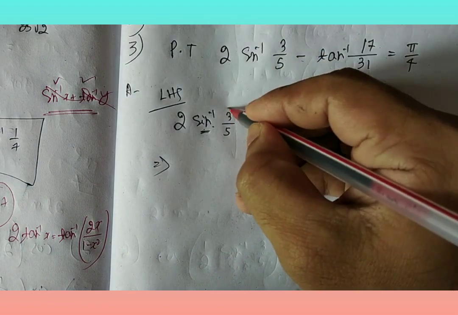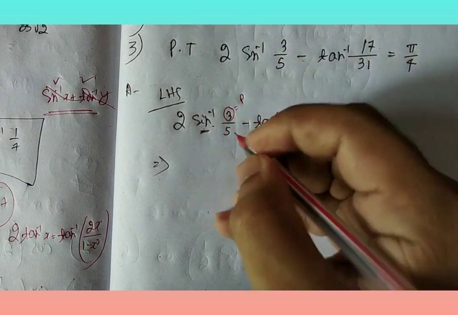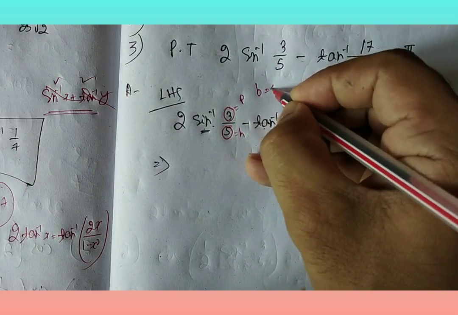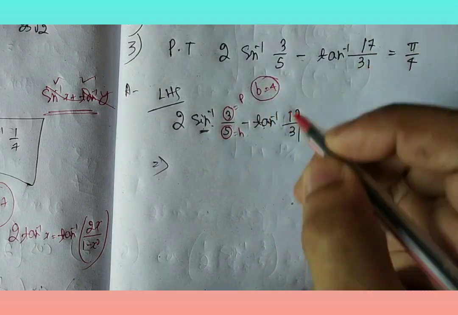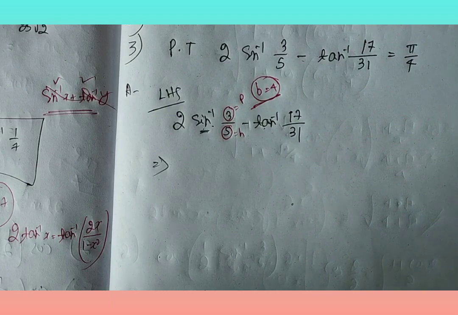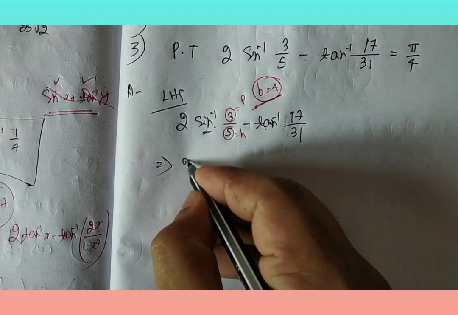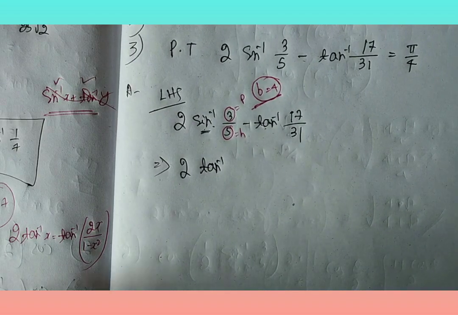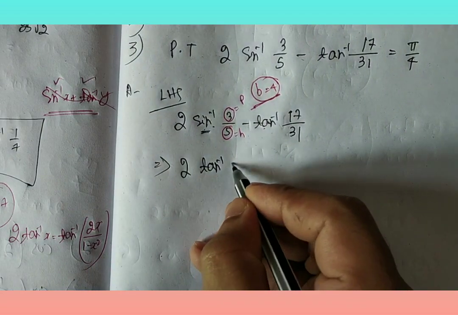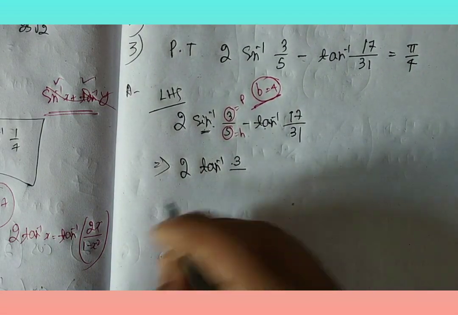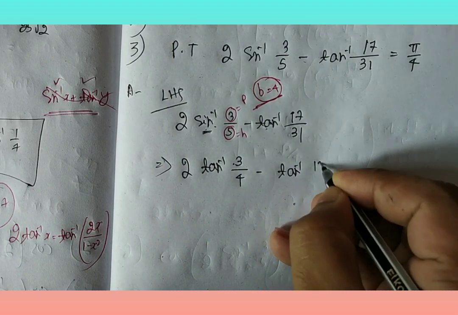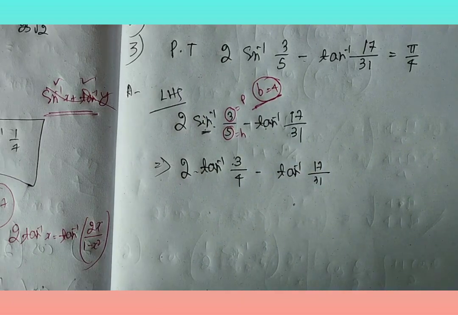This is our perpendicular, this is our hypotenuse. Then what is the base? Base is 4. This is our rough work. 2 tan inverse, you have to write perpendicular 3, then we have to write base 4, that is tan inverse 3 by 4. This is a shortcut method.